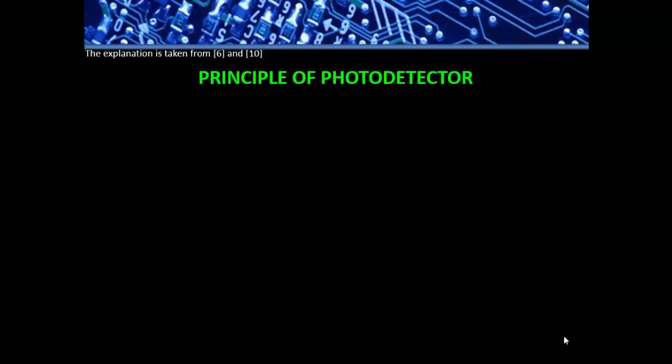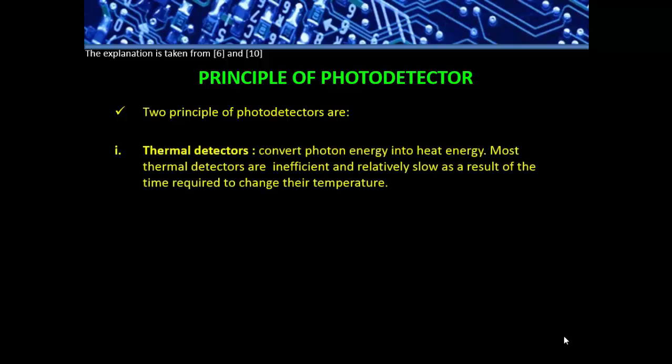There are two principles of photodetectors, which are thermal detectors and photoelectric detectors. Thermal detectors convert photon energy into heat energy. An example of a thermal detector is the power meter. It is used to measure a temperature rise caused by the absorption of light. It can be very robust and used for the measurement of very high laser powers, but it exhibits low sensitivity, moderate linearity, and relatively small dynamic range.